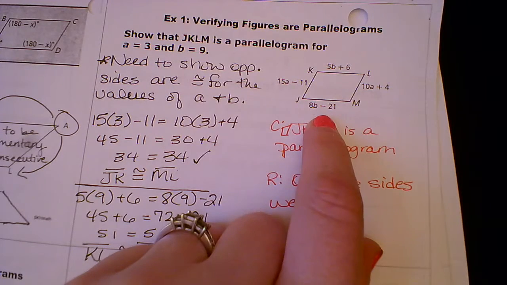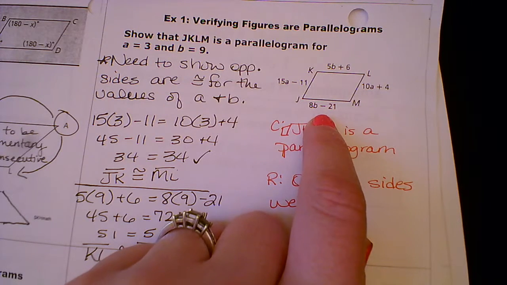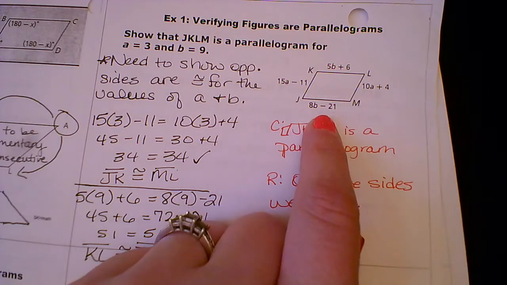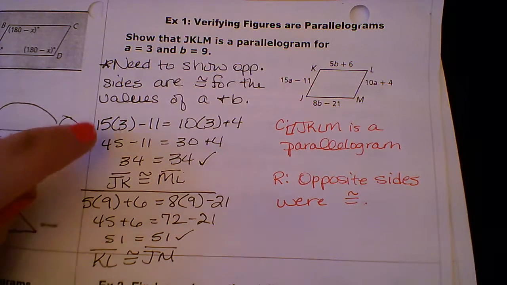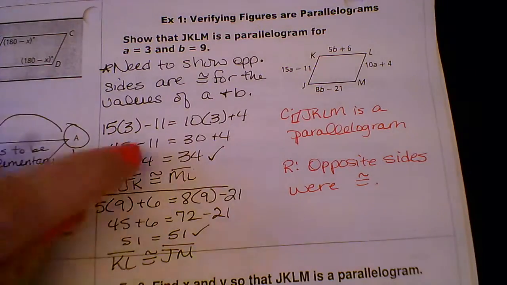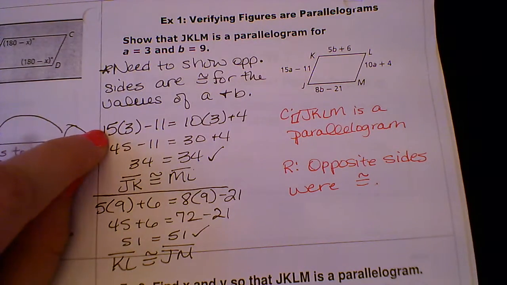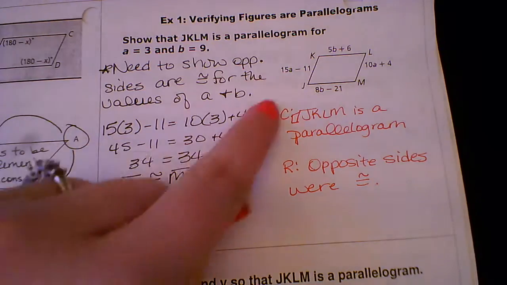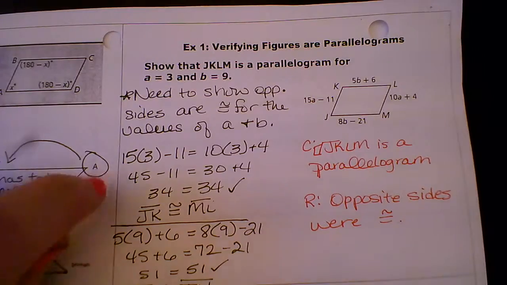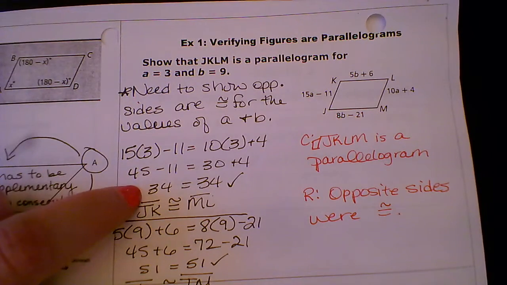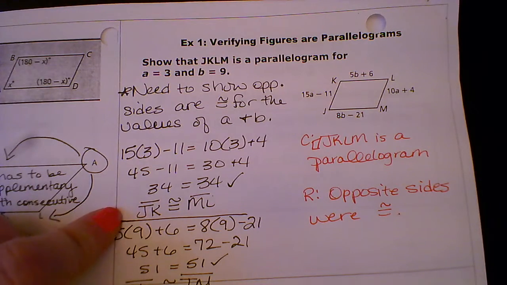We have expressions in the picture that show opposite sides, so those have to be shown congruent. So it gave me values of A and B that I could plug in, and make sure that those are equal. So I plugged in A equals 3 to both of the expressions that have A in them, because those are a set of opposite sides. And when we plug 3 in to both sides, we find that we have 34 equal to 34, which means that those sides are congruent.